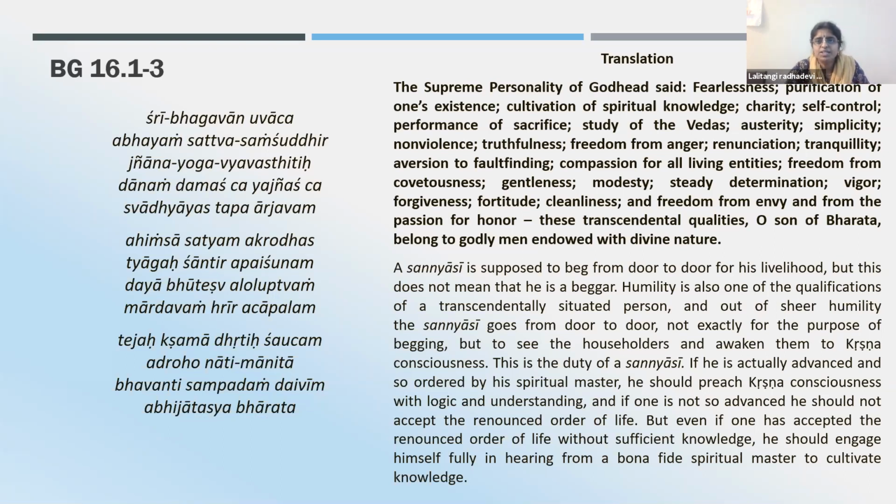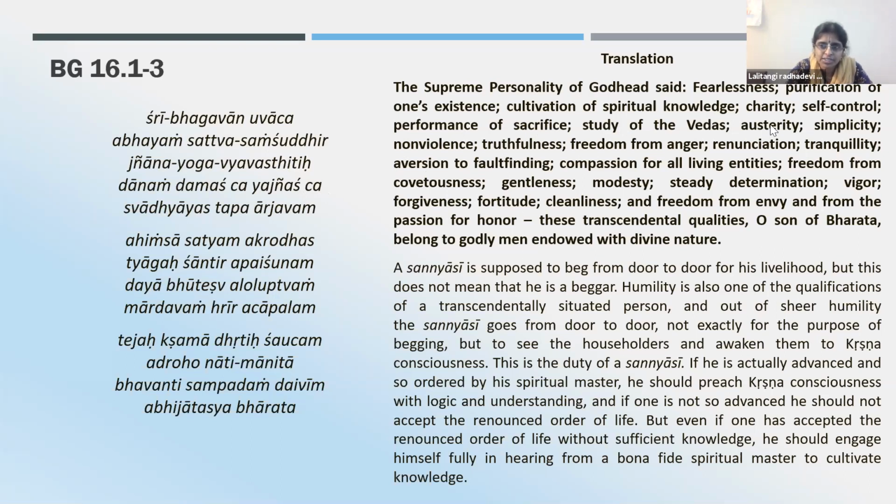So, translation: the Supreme Personality of Godhead said, fearlessness. This is in chapter 16, and he's telling that these are the divine qualities. The first three, they are saying, are divine qualities. The Supreme Personality of Godhead said, fearlessness, purification of one's existence, sattva samshuddhi. Jnana yoga vyavastitihi is cultivation of spiritual knowledge. Dhanam, charity. Damah, self-control. Yajnascha, yajna, performance of sacrifice. Swadhyayas, study of the Vedas.